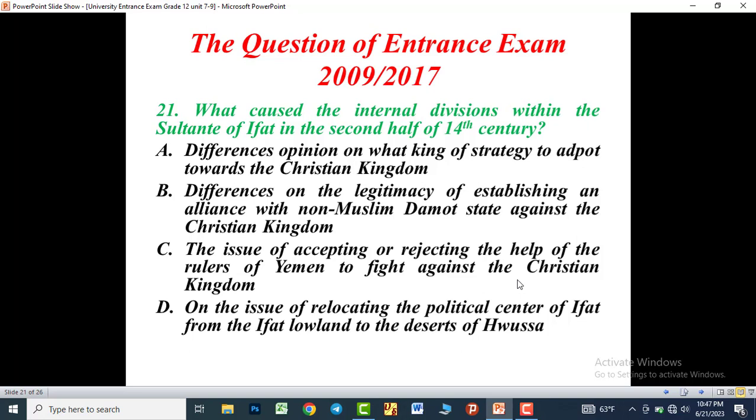As explanation about these questions, the cause of the internal division of the Sultanate of Ifat was, as you know, that Ifat and Adal shared a common history. Both were ruled by a dynasty called Walasma. Once Ifat was conquered by the Christian Highland Kingdom, its ruling class began to divide into two groups. The first group, the merchant class, decided to recognize the authority of the Christian Highland Kingdom. The second group, the militants, opposed this and were determined to regain the lost independence of Ifat. Based on this explanation, question number 21's correct answer is A.